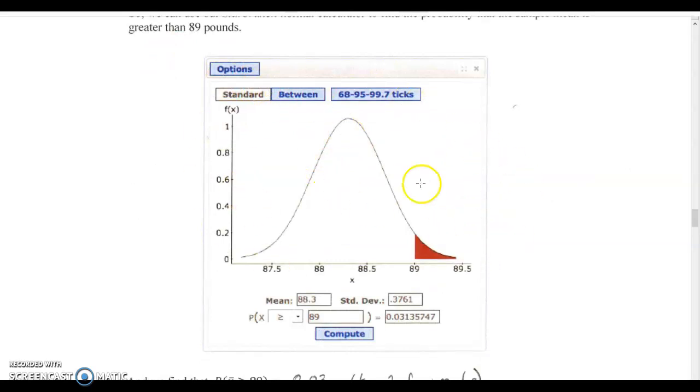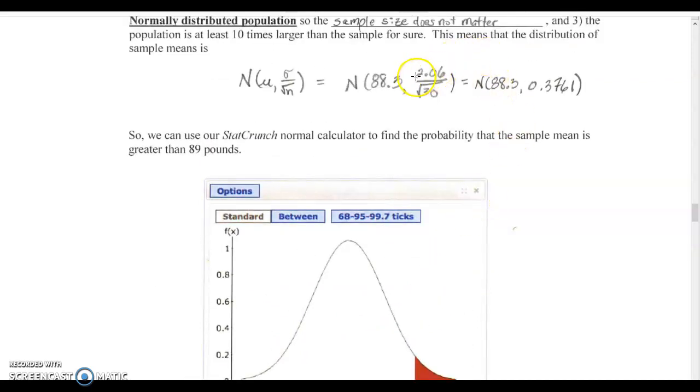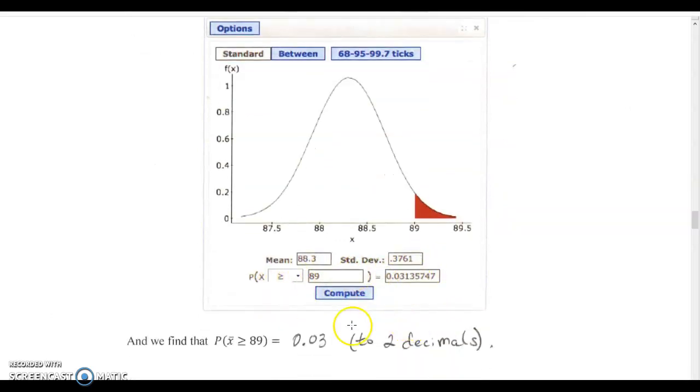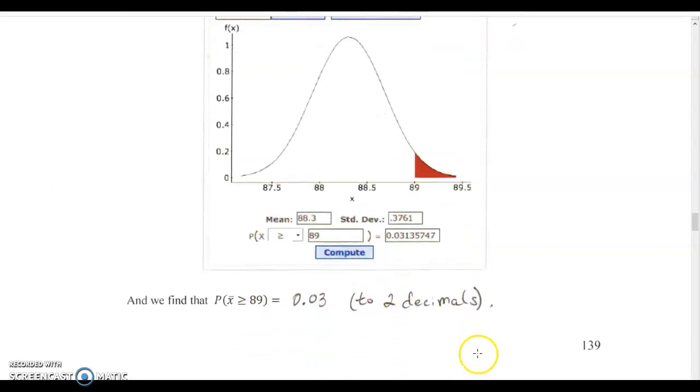This is my results. I'm sure everyone knows how to go get the calculator at this point. Go to Stat, Calculators, pull up the normal one. And we want the probability that x, this is really x bar, but you can't change that, right? Probably that x bar is greater than or equal to 89 pounds. We have to put in a mean of 88.3 and our standard deviation, which we figured out up here, sigma over square root of n, 0.3761, and you get a probability of approximately 0.03 if I round that to 2 decimals.